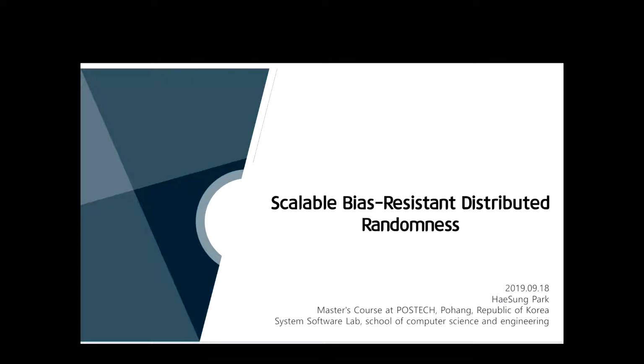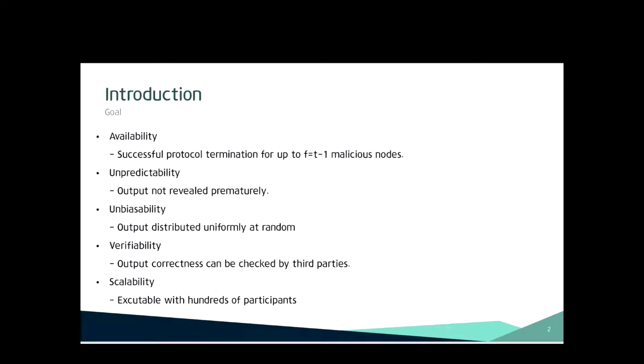Today, I introduce scalable bias-resistant distributed randomness in more detail. Before introducing the protocol, I'll review a few key points I introduced last time. First, availability is related to successful protocol termination. This model allows up to F malicious nodes, and T means the VSS threshold.